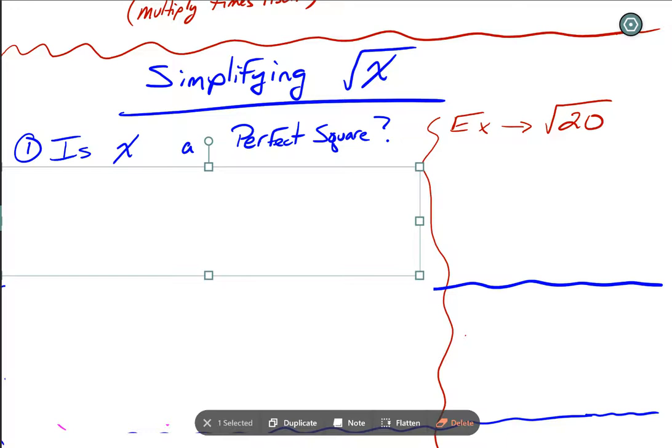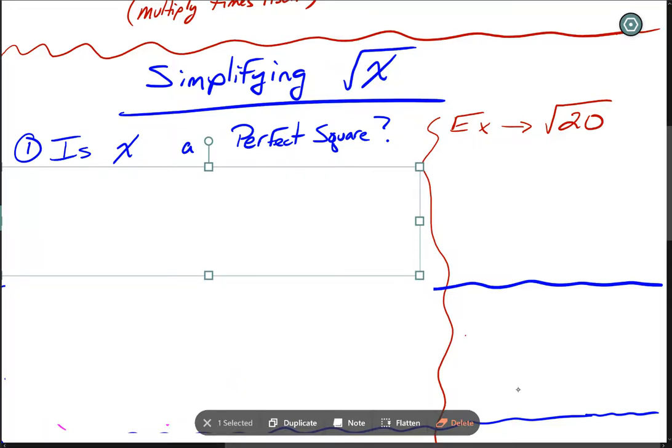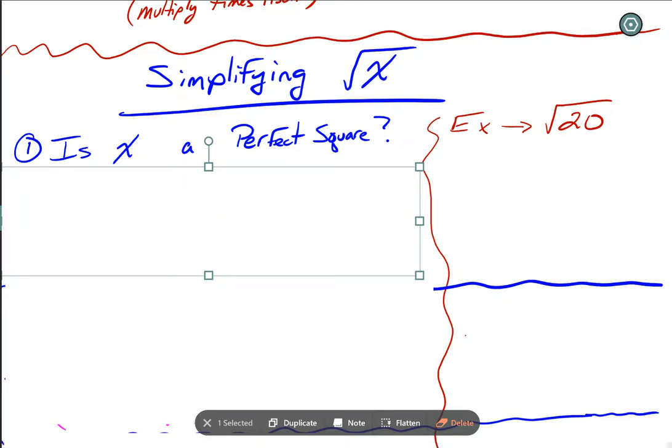So write this down. I want you to write everything down like I do. The example we're going to do is the square root of 20. I'm not asking you to answer that question yet. We're going to write down our steps, what we do here. Is x a perfect square?